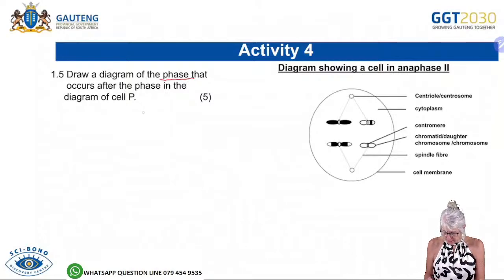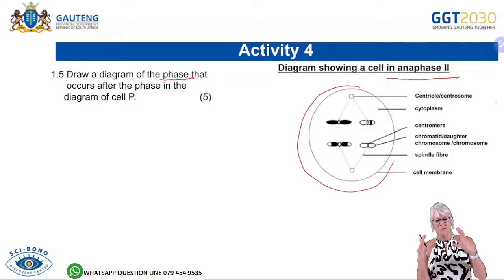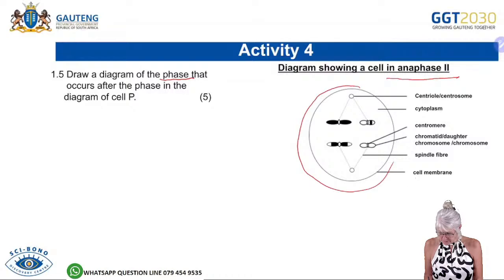So if you have a look at the diagram here, we must always put in a caption. Remember, whenever we draw a diagram or a graph, we always put in a caption. So we must say that's the diagram showing a cell in anaphase 2, and then we're going to draw it. And remember, this outer membrane is always the cell membrane. It's not the nuclear membrane, because remember, in prophase, the nuclear membrane disappears. So that outer circle is the cell membrane. So when you label it, don't label it as the nuclear membrane. Label it as the cell membrane.